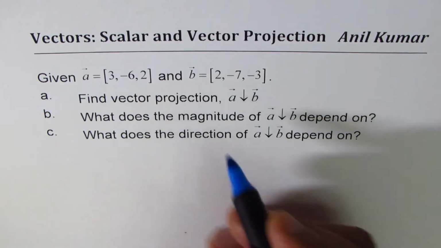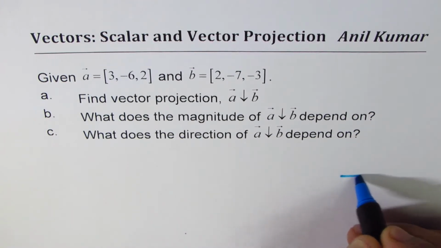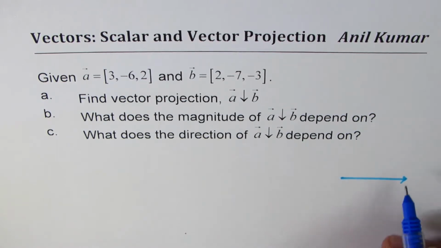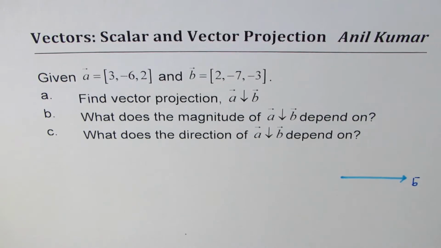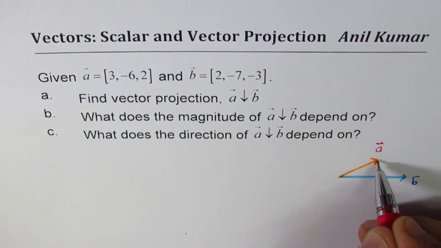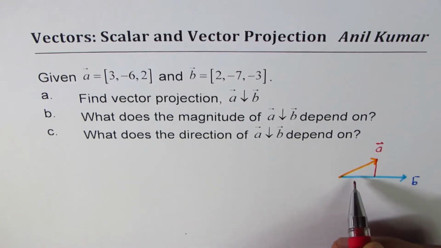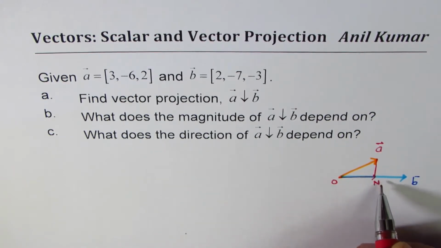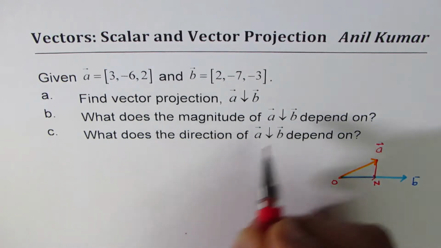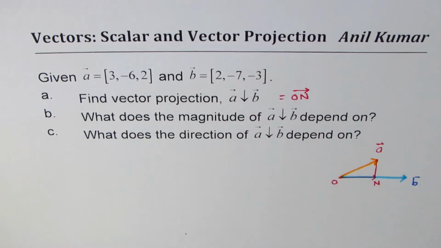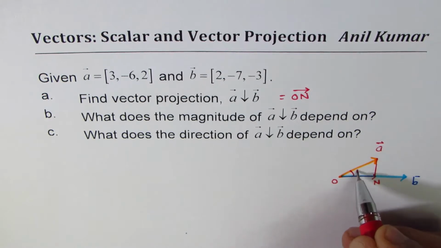So let's try to understand these two vectors. Let us say we have vector B. For simplicity, I'm just drawing a straight horizontal line, and I'm calling this my vector B. And let us say we have a vector A, which looks like this. In that case, the projection of A on B is this. Let's say this is O, this is N. Then ON is the projection in the direction of B. So that becomes the projection of A on B.